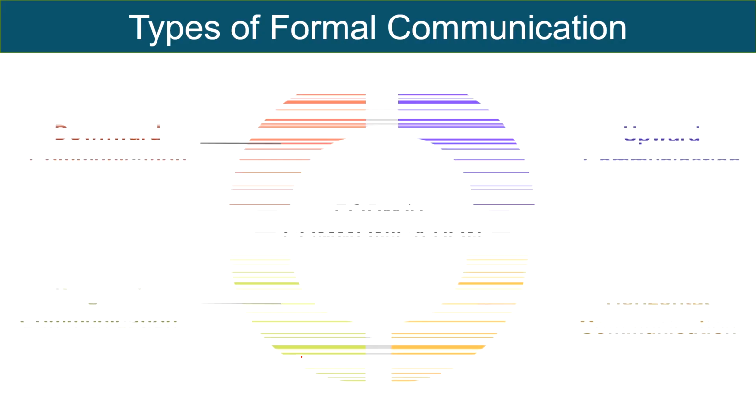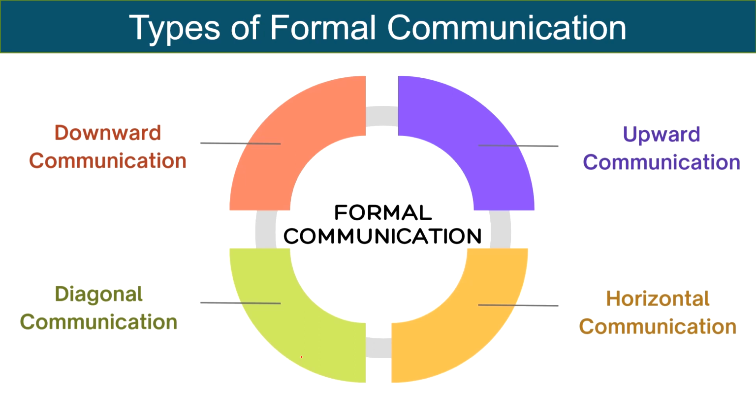Now talking about the types of formal communication. There are four types of formal communication, that is downward communication, upward communication, horizontal communication and diagonal communication. Now we are going to discuss each of them one by one.